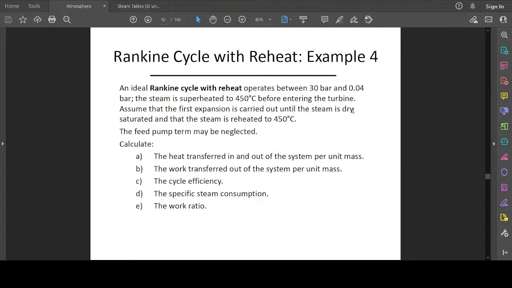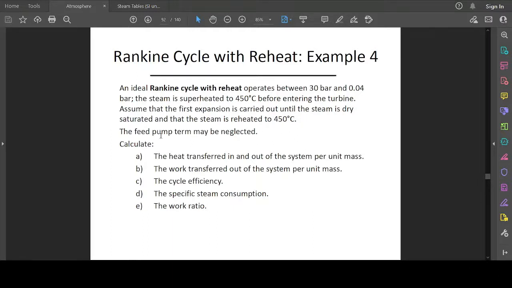It's still more or less a vapor with a very negligible amount of saturated liquid. So that's why we refer to it as more or less a high quality steam, and that the steam is reheated to 450 degrees Celsius.